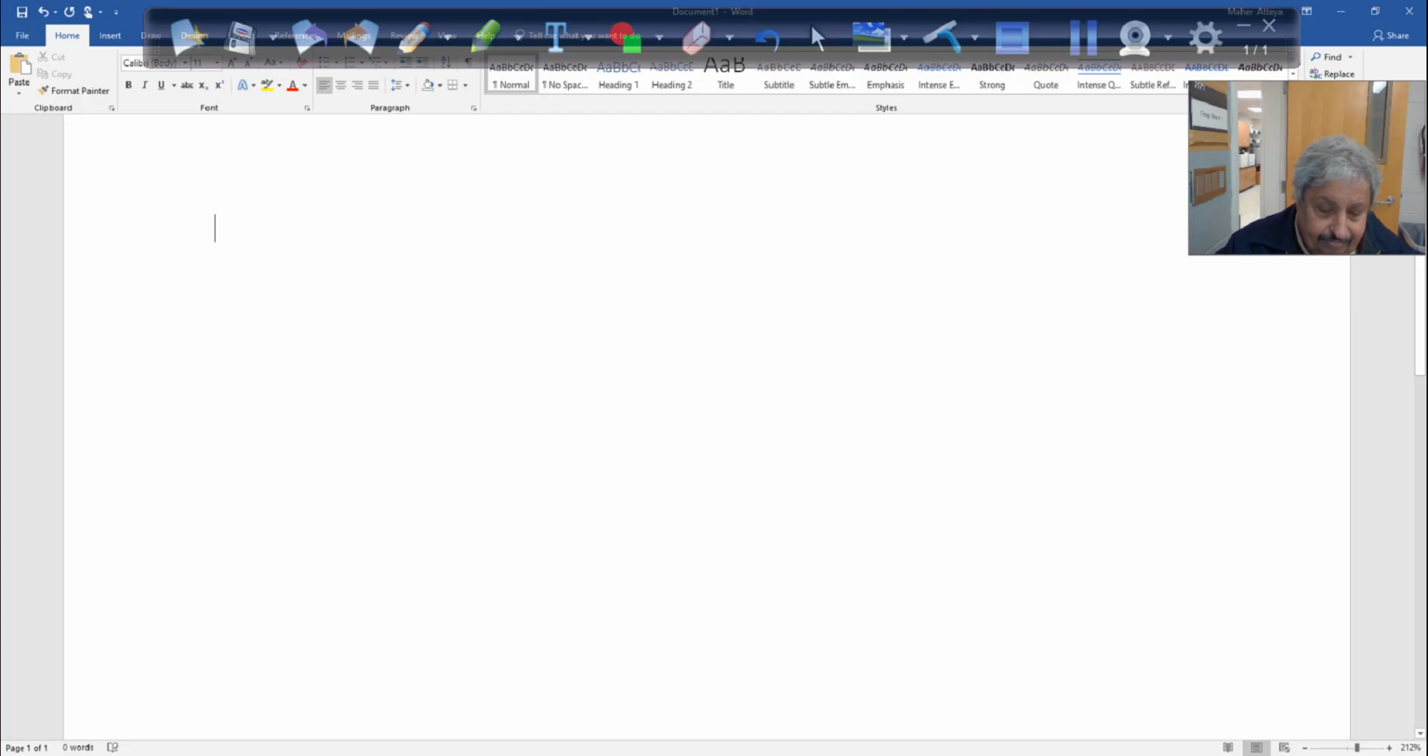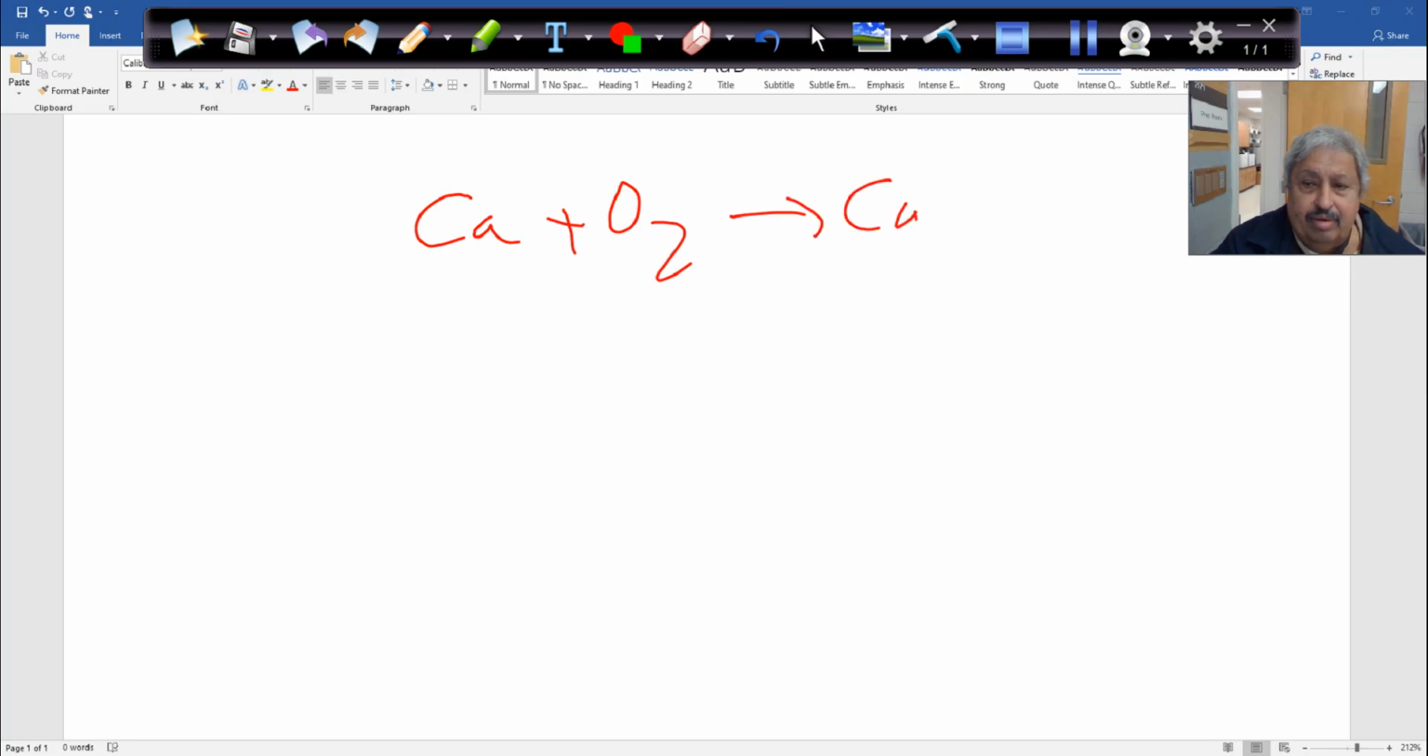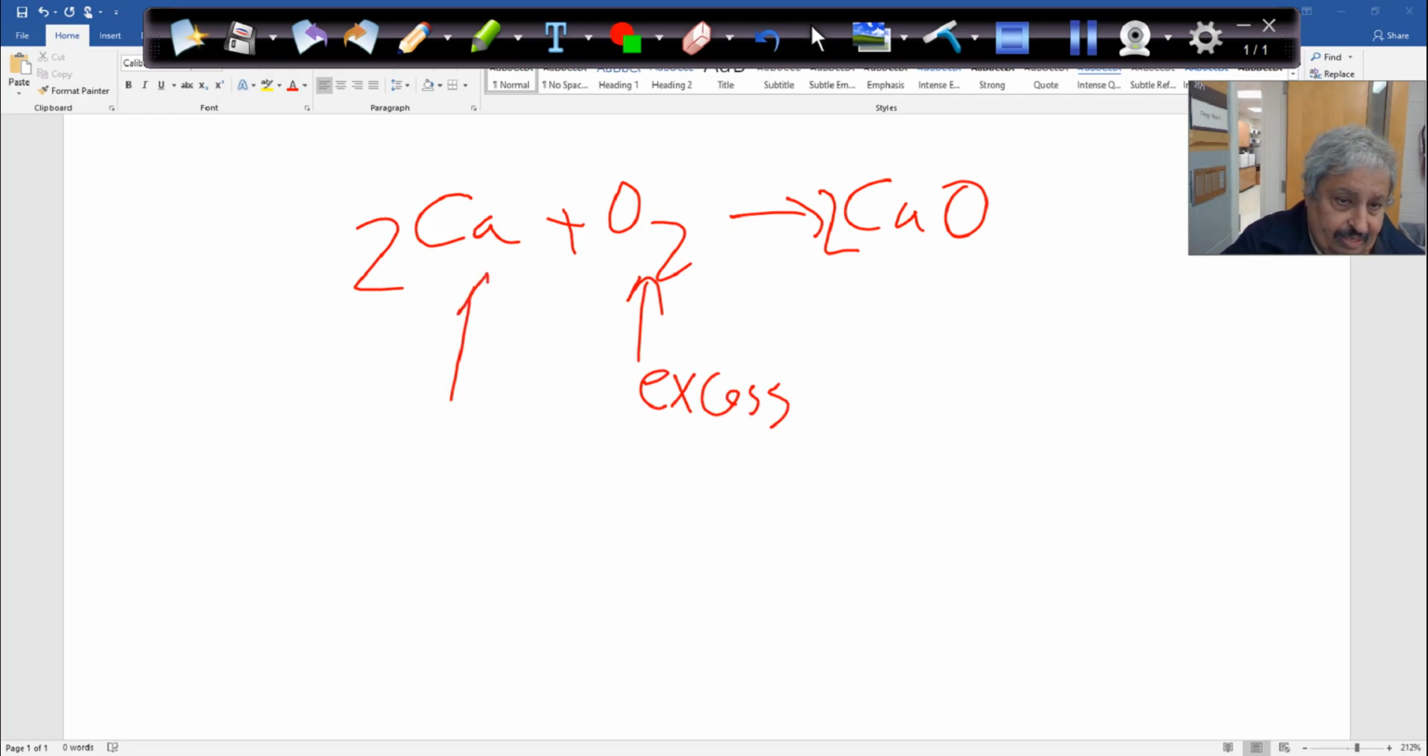Now we have calcium plus oxygen give us calcium oxide. 2, correct? And 2. Now, this one is excess. This one excess. This one is limiting. Small amount.